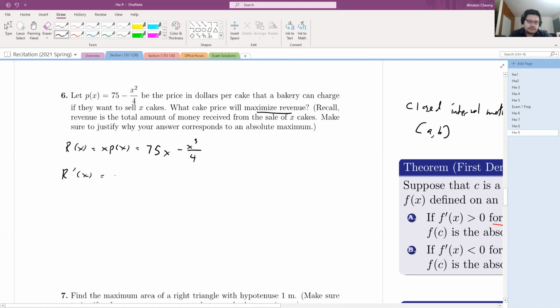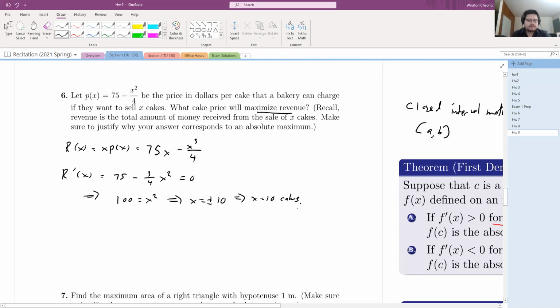Take its derivative, 75 minus 3 over 4 x squared, and then we would set this equal to 0 and solve. So now let's see, bring that over, then we're going to end up dividing by 3 over 4, we get 100 is equal to x squared, and so therefore x is equal to plus or minus 10. And then we would right away be able to get rid of the negative solution because that makes no sense in the context of this problem. x is a price, or is it a price? No, it's a number of cakes. You're not going to sell a negative number of cakes. So you would get to this, okay?